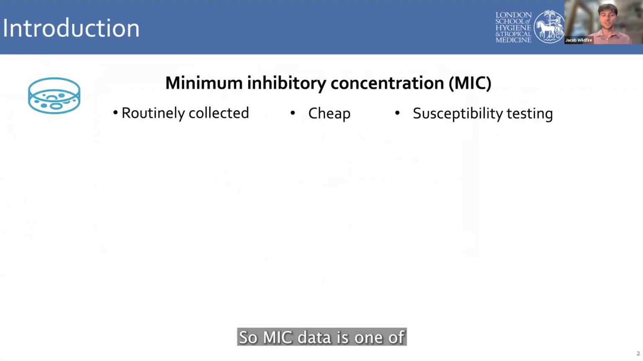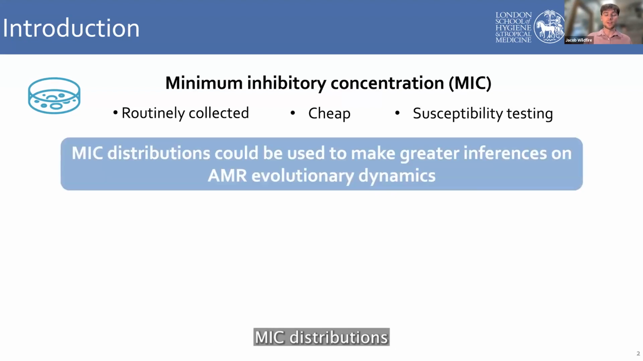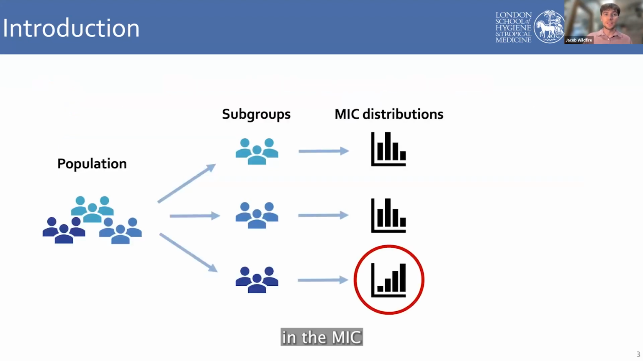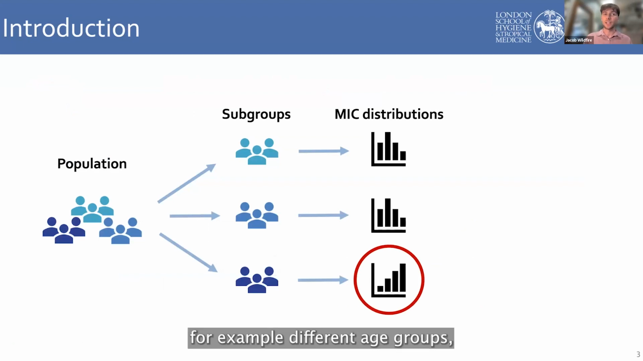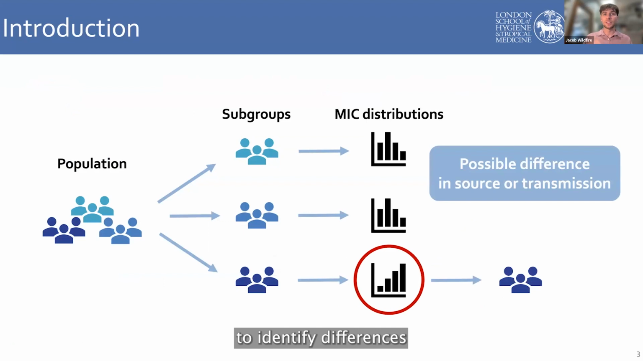So MIC data is one of the most routinely collected and cheap forms of AMR data. Despite primarily being used in susceptibility testing of isolates, we believe that MIC distributions could be used to make greater inferences on AMR evolutionary dynamics. By looking at differences in the MIC distributions of groups within a population, for example, different age groups, it may be possible to identify differences in transmission, infection, or selection.